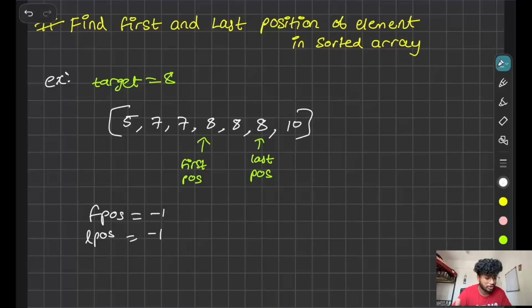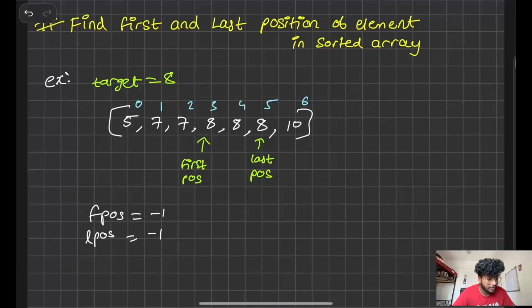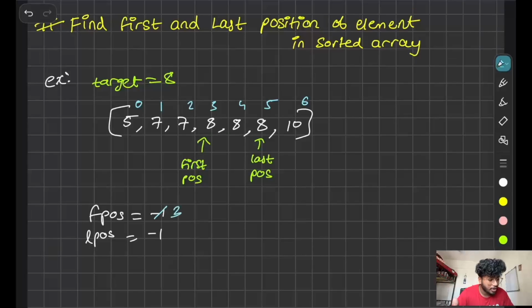I'm doing a linear search here. Let's write the indexes: 0 1 2 3 4 5 and 6. I would traverse through the indexes. I start at 0 and check, is it equal to target? No, 5 is not equal to 8. Next, is it equal to target? No. Now is it equal? No. Now it is equal. 8 is equal to target at index 3. Now I would update my first position and last position to be 3.